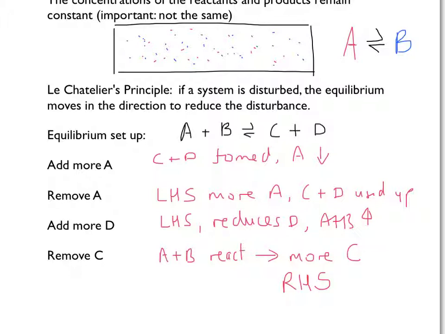Now when you're describing these scenarios, what's important is you say what will happen in terms of which side the equilibrium will shift, and then talk about the fact that it's opposing the change. So back to add more A again. The A will be reduced, so always talk about what's going to happen and then state which side it's going to shift, or talk about yield, so C plus D is being formed in a greater amount, therefore shifting to the right hand side. So always have a couple of points in there.